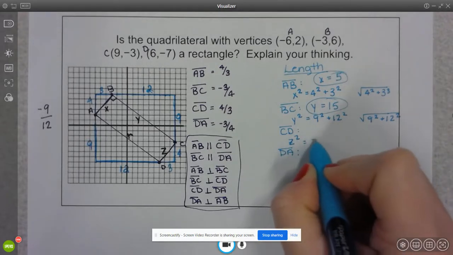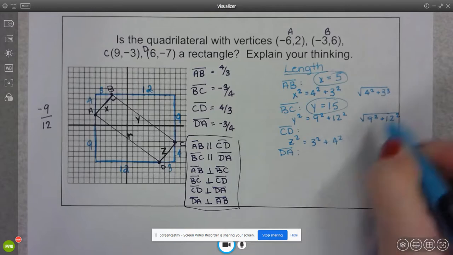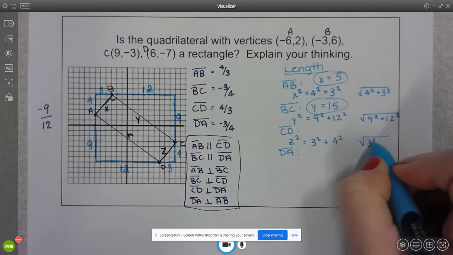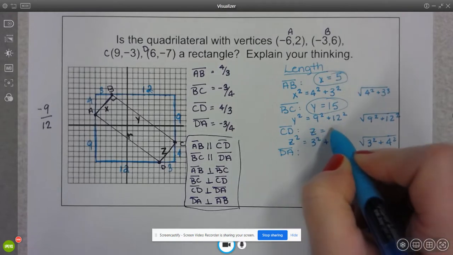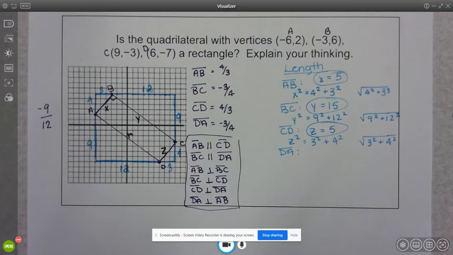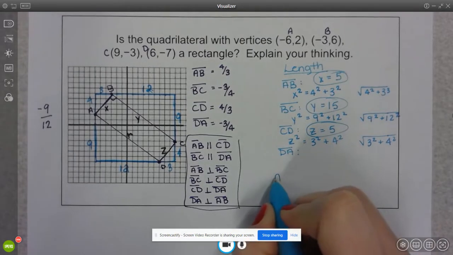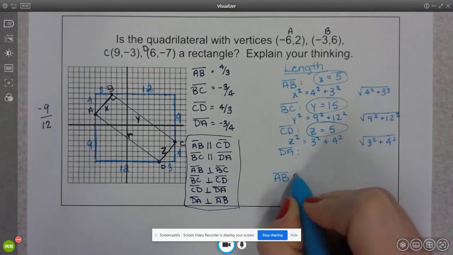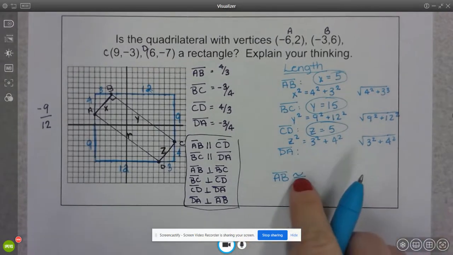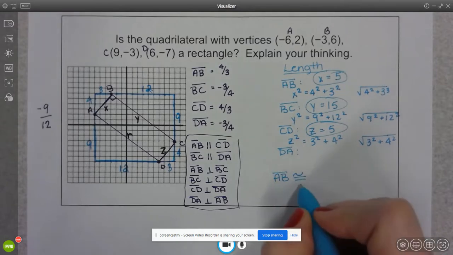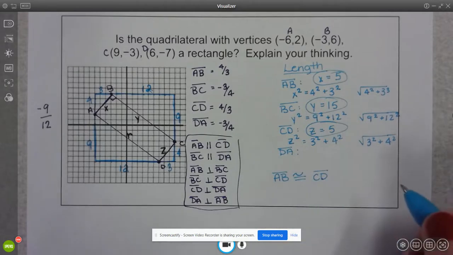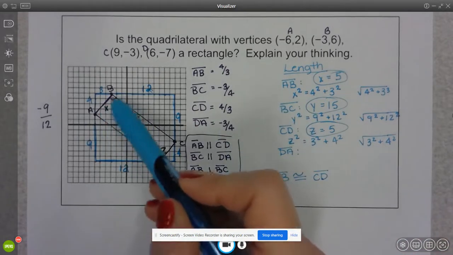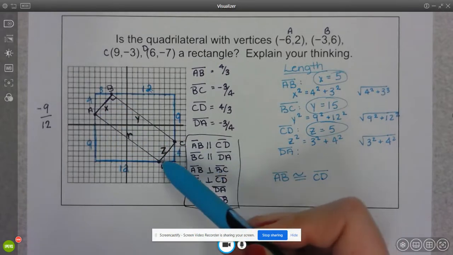So this is 3 squared plus 4 squared, which is exactly what I put in my calculator before for AB, which is good because they are opposite sides. So one statement I can make, and I'm going to show you a little notation. This equal sign with the tilde on top means congruent. So I know that AB is congruent to CD. That means this side here is the same length as this side here.